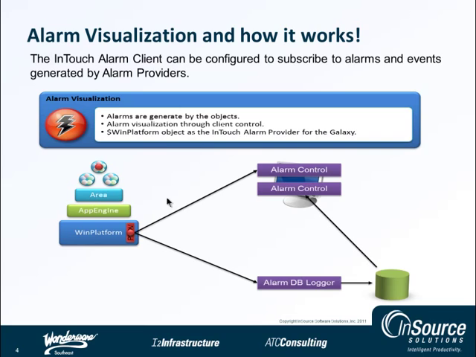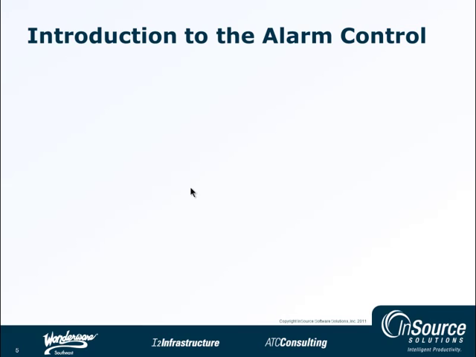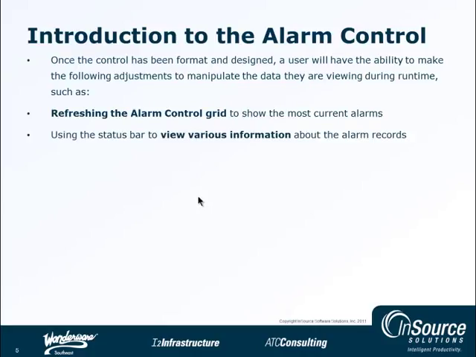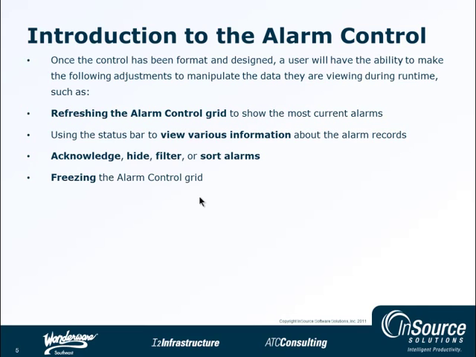Let me now introduce you to the actual control and its runtime functionality. The introduction to the alarm control consists of formatting and designing of the control. Then a user will have the ability to make the following adjustments as we see below. They can refresh the alarm control grid, so it's going to be a grid with alarm information. Using the status bar, we can view various information about the alarm record. We can acknowledge, and we can hide, filter, and sort these alarms as well.